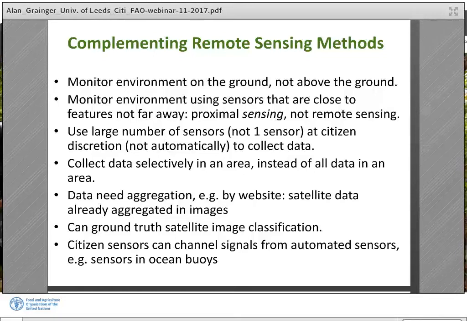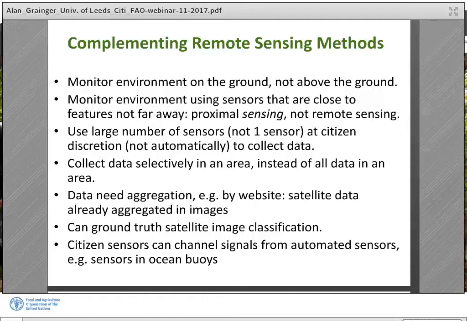Whereas satellites use single sensors to collect data on a given area automatically every week or so, in citizen observatories, large numbers of sensors collect data at the discretion of people on a daily basis if necessary. Citizens can be more selective than remote sensors in data they collect, so they can monitor ash trees in preference to other species, or only monitor ash trees suffering from a disease, not all ash trees.